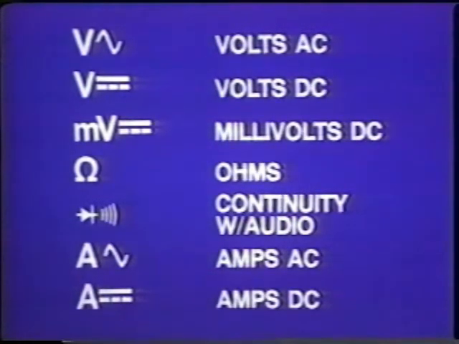The letter V, followed by a sine wave, represents volts AC, and when followed by a solid line over a dashed line, it stands for volts DC. The letters MV, followed by the solid and dashed lines, are for millivolts DC. The Greek letter omega represents ohms, which is the unit of measure for resistance. The diode symbol, followed by the curved lines, represents the continuity test that includes an audio tone. Lastly, the letter A, followed by a sine wave, represents amps AC, and when followed by the solid and dashed line, it stands for amps DC.